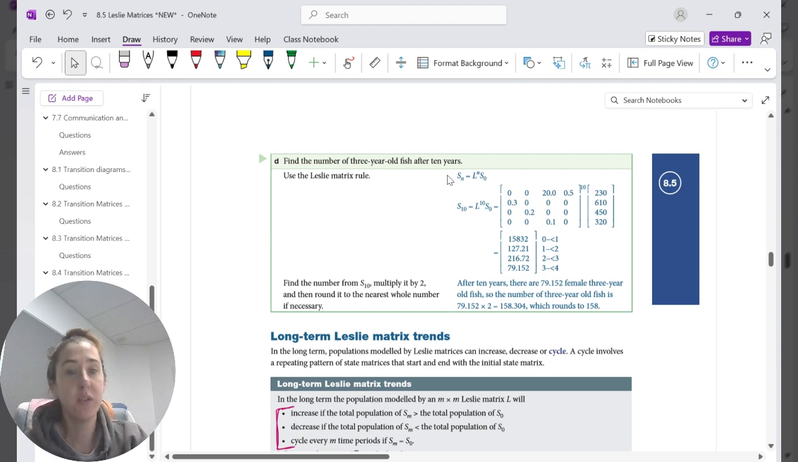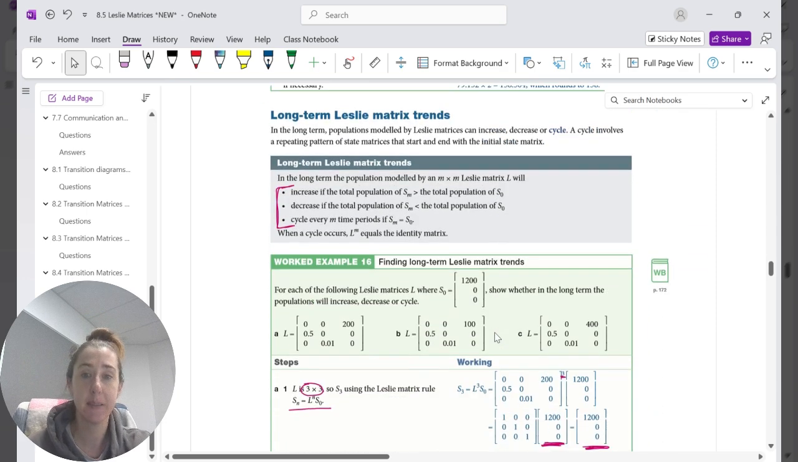In this instance, it's just asked us to find the 3-year-old fish. So again, we're going to have to double the appropriate age group. The 3-year-old fish is this group here. So we are saying that there are 79.152 fish that are 3 to less than 4 that are female. We're going to multiply it by 2 and then round. So always multiply it first. Don't round in your calculations, round your solution. So that means that there are going to be 158 fish that are 3 years old after 10 years.